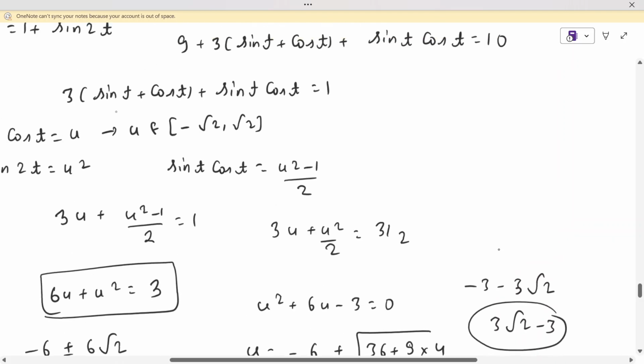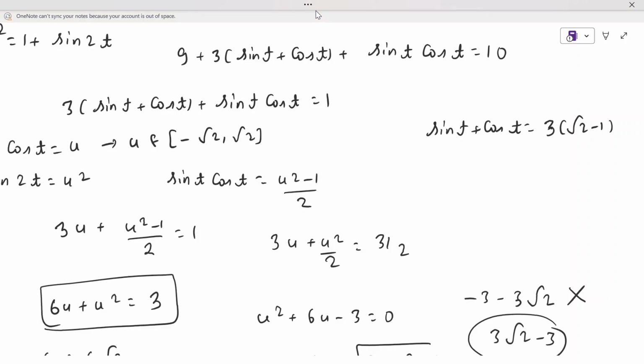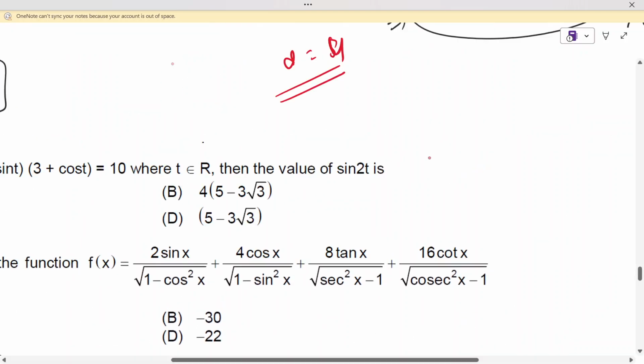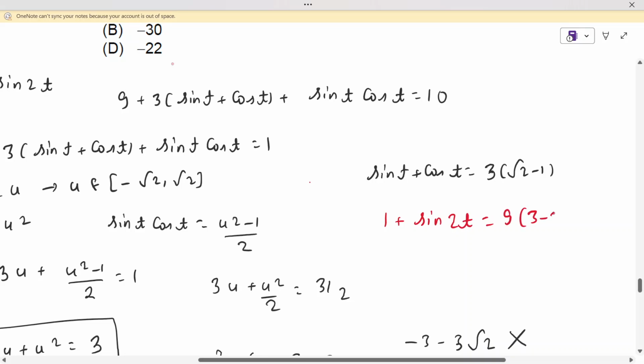So sin t + cos t I can equate as what? That you obtain is 3 into (root 2 minus 1), isn't it? Because it can't be equal to the other one. Got it? Now simply square both sides, to solve for sin 2t. So 1 + sin 2t should be equal to 9 into (3 minus 2 root 2). Fine. So 27 minus 18 root 2 minus 1, that is 26 minus 18 root 2. Clear?